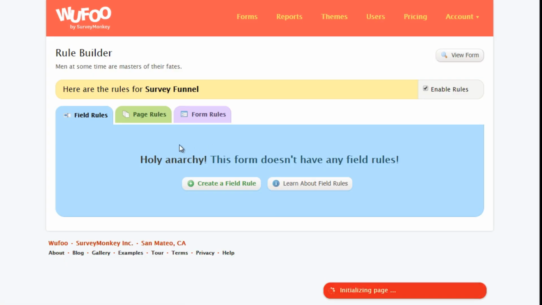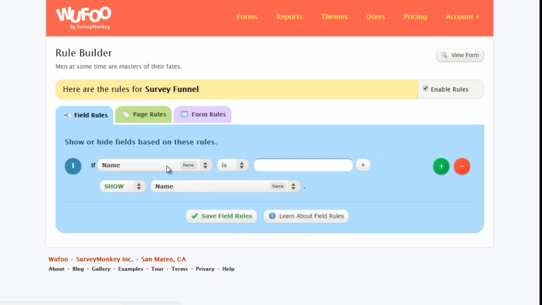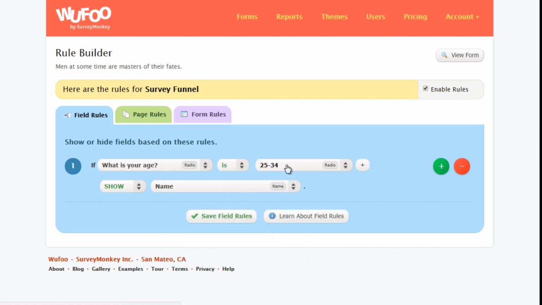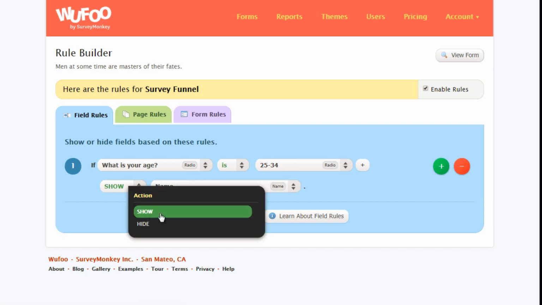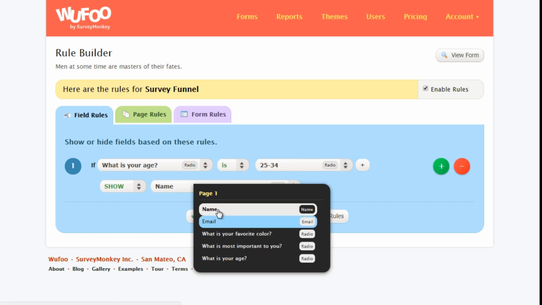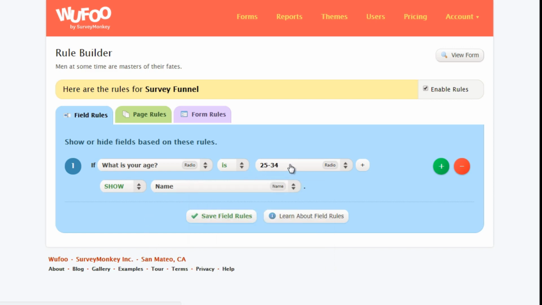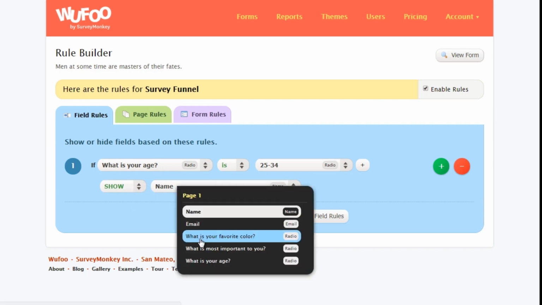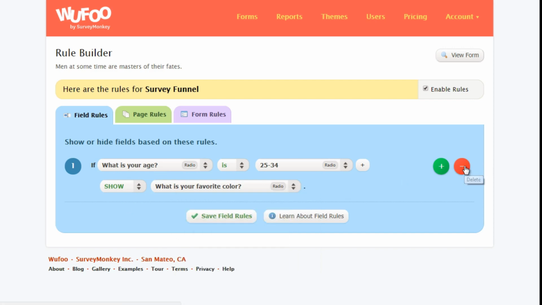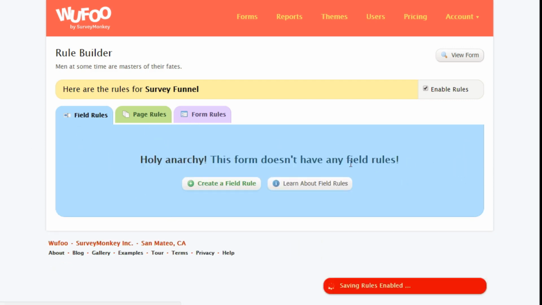So going back over here, we can create a field rule, and we can say if age is 25 to 35, then do what? Show, we could either show something else, like another question based on what they choose. And that will allow you to customize the survey as well. So we could do that. So we could say show name, or show what is your favorite color, or something else. So that's for showing the field rules.